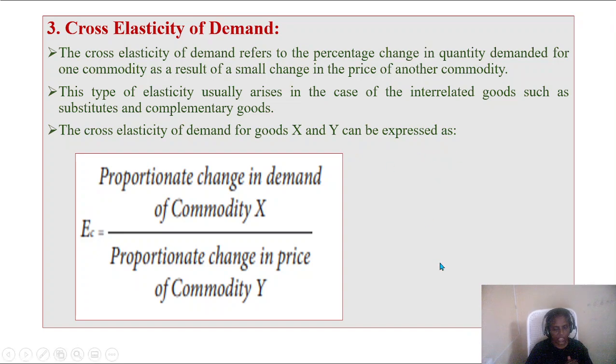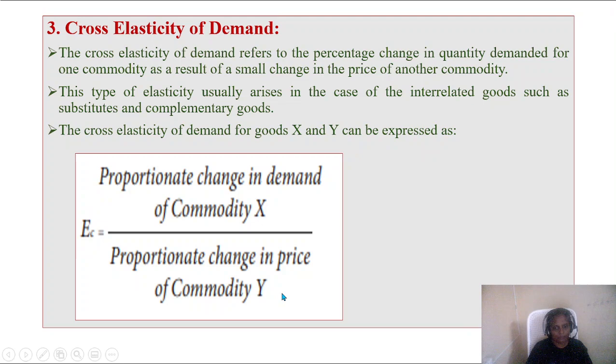Sometimes we need to see the demand for two commodities, like substitute commodities and complementary commodities. So what will happen to the demand for commodity X when there is a change in the price level of commodity Y? This is very, very important. These are interrelated goods, and we need to analyze the demand for interrelated goods also. So whenever there is a proportionate change in the price level of commodity Y, what will happen to the demand for commodity X?